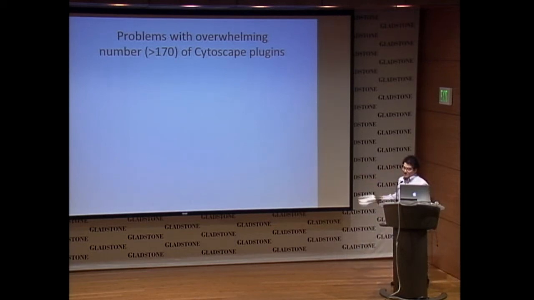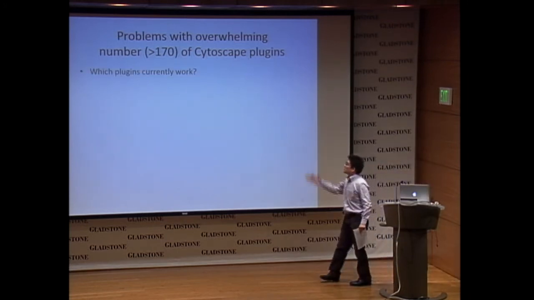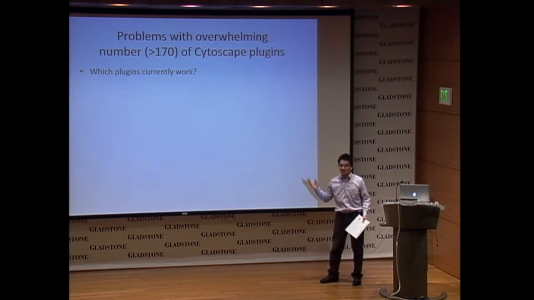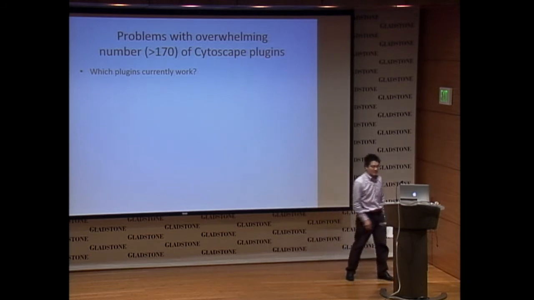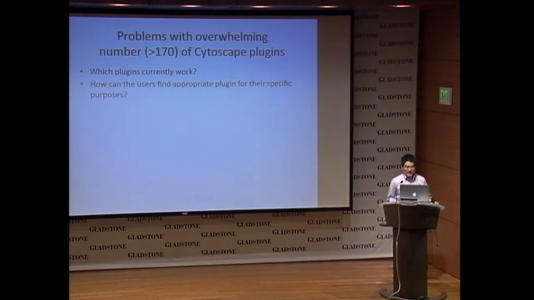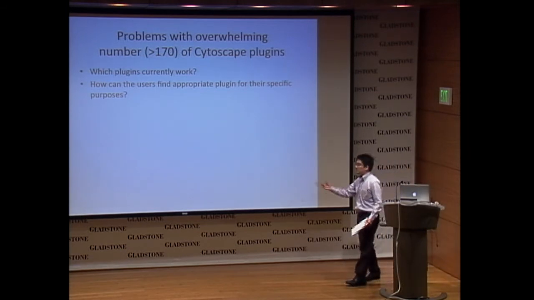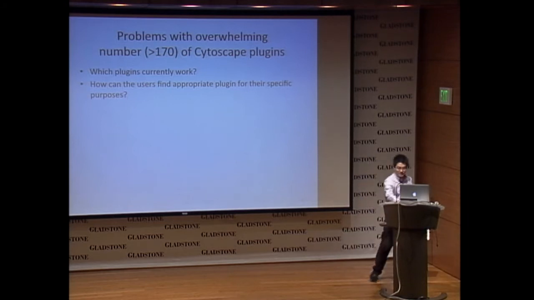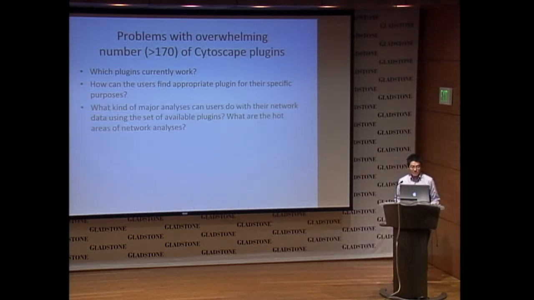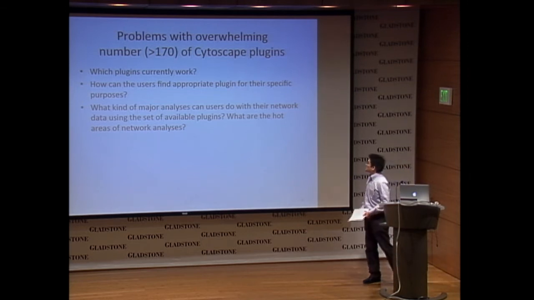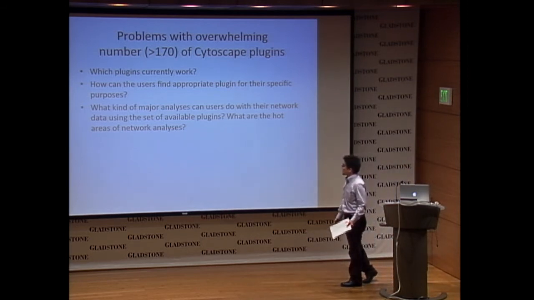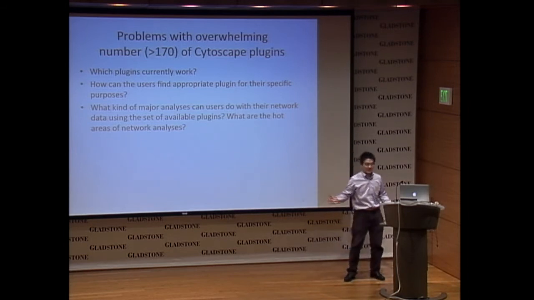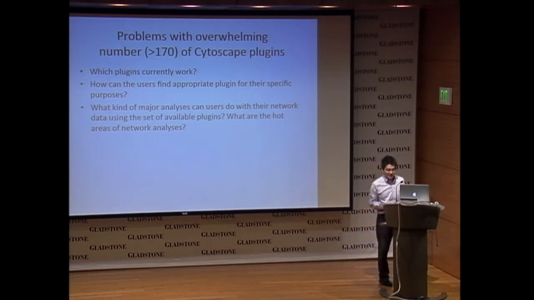As we get a lot of plugins, several problems come up. That is, which plugins currently work? That's a problem for the plugin users. And how can users find appropriate plugins for their specific purposes? That's also a problem for plugin users. And what kind of major analysis can users do with their data using the set of available plugins? What are the hot areas of network analysis? That's probably a problem for researchers in general.